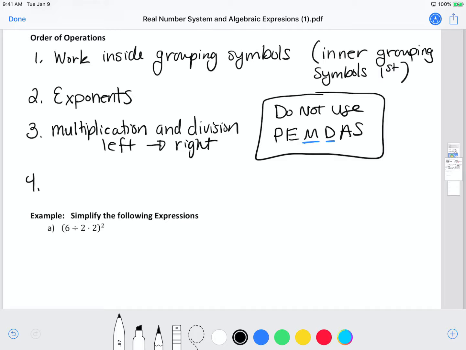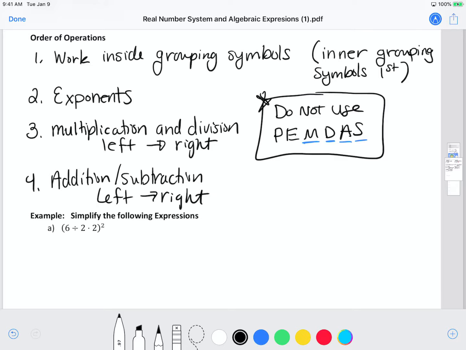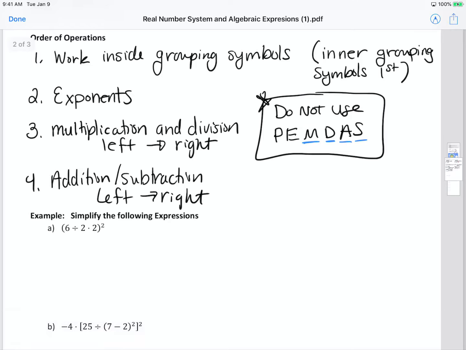And the same thing goes for addition and subtraction. Addition doesn't necessarily always have to go first just because this acronym says it does. You always do addition and subtraction left to right. So this is why I do not like people using please excuse my dear Aunt Sally. It's misleading because people think that you have to do multiplication before division, and that's not necessarily true. So be careful and do not fall into that trap.